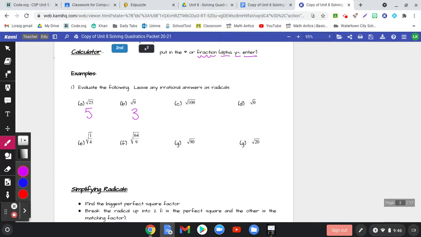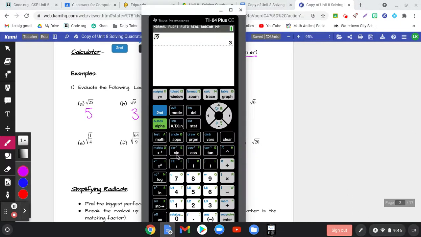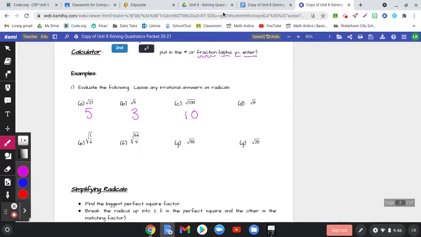All right, so go ahead and try the next two. If you need to pause the video, you can. Square root of 100 is not 50, it is 10. Square root of 0: again, if you're not sure, second, square root, 0, 0. 0 times 0 is 0, and 10 times 10 is 100.